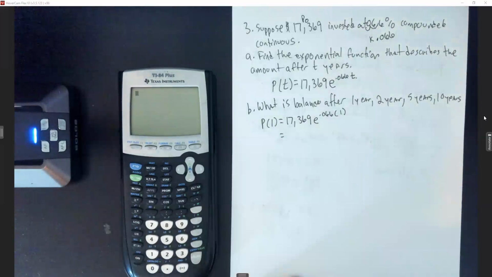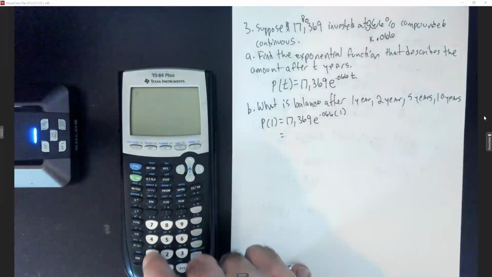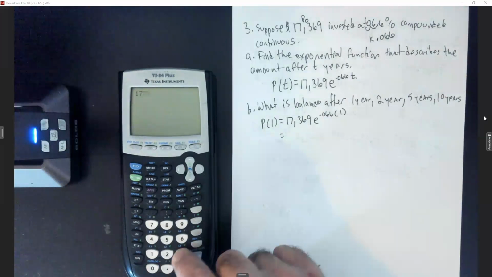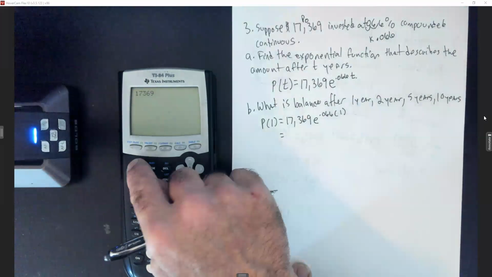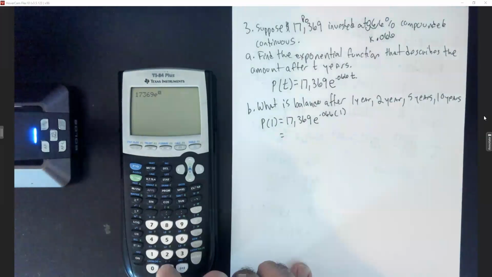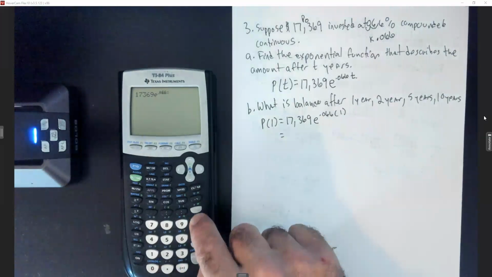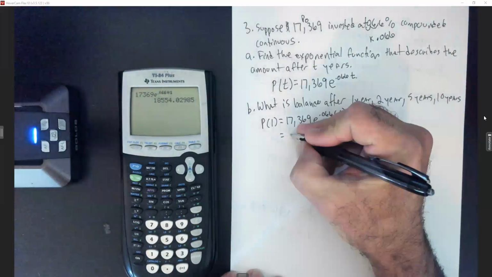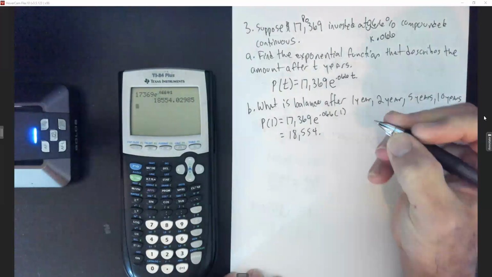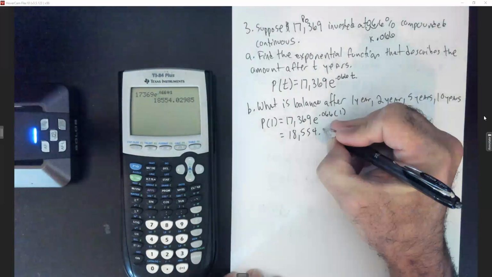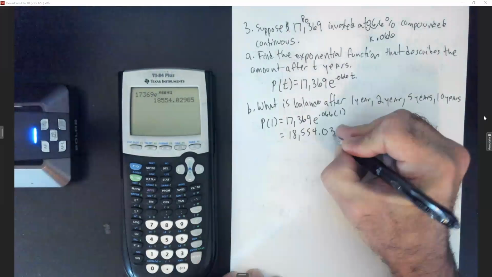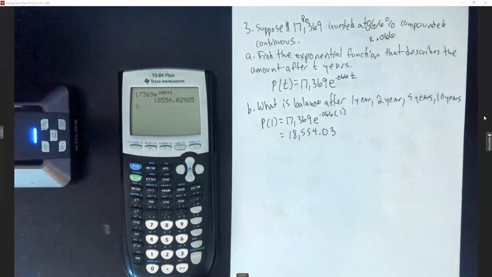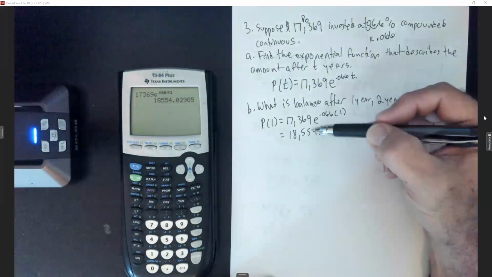So y'all, let me show you 2 ways to do this. First way is just to punch it in, 17,369. Get the e with the exponent, that is second ln. And then I do 0.066 times 1. All right, rounding to the nearest cents, basically, looks like $18,554.03. There you go. Okay, so I'd be happy. That went up about $1,000 after a year.